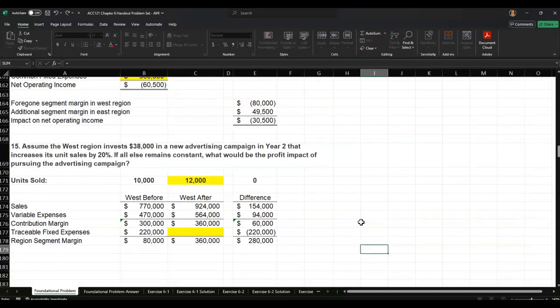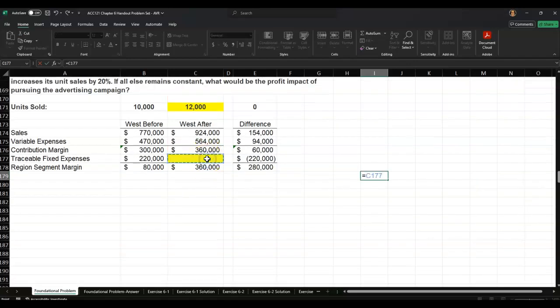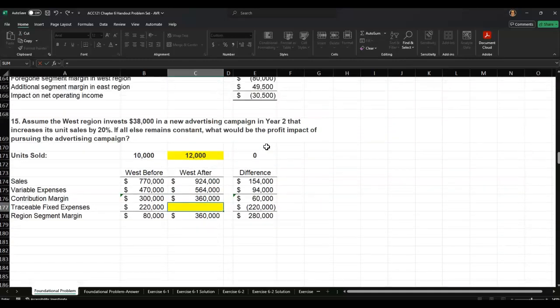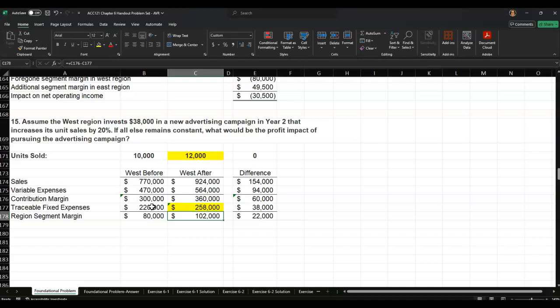And then on this traceable fixed expense, you can come back up here. The traceable fixed expense, right, is, well, actually, let's do it this way, is the 220 plus the 38,000. So at that point, we've got a new margin income of a 102, which means that now we've got an increase in that particular segment's gross margin of $22,000. So, should we make the investment in the new advertising campaign?